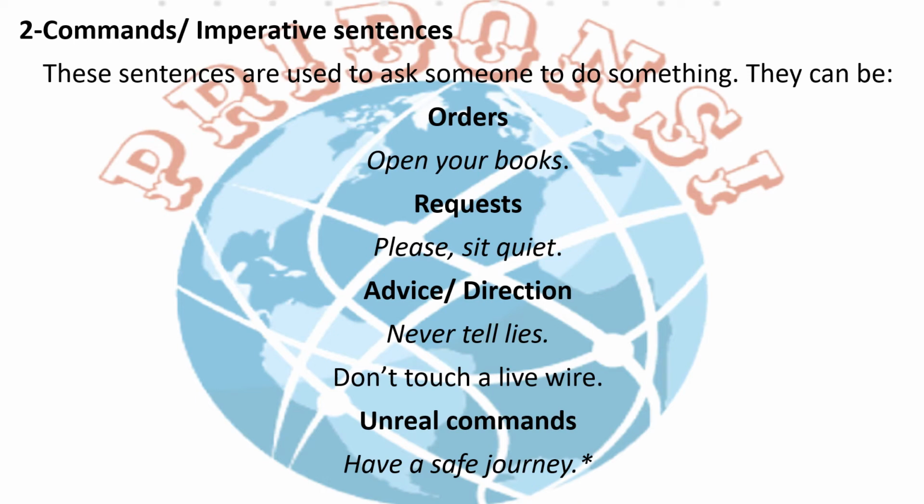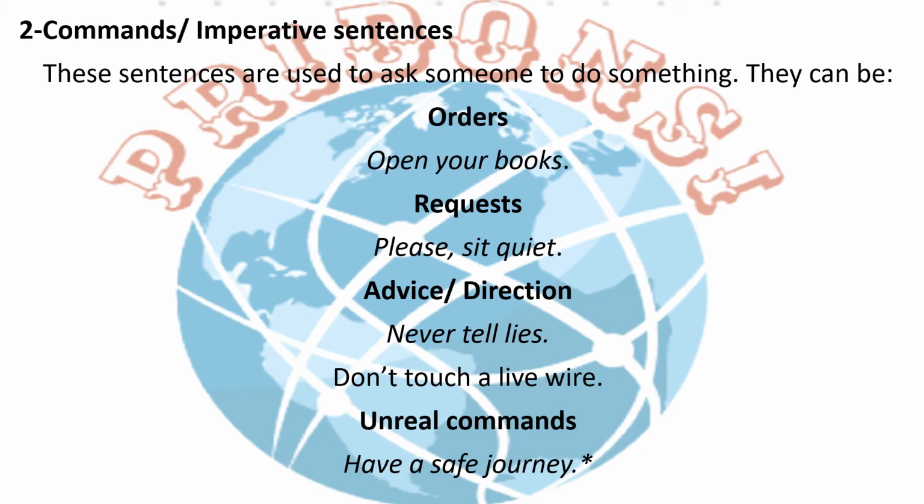The second type of sentence is commands or imperative sentences. These sentences are used to ask someone to do something. They can be orders, for example, open your books, requests, please sit quiet, advice or direction, never tell lies, don't touch a live wire, unreal commands, have a safe journey.